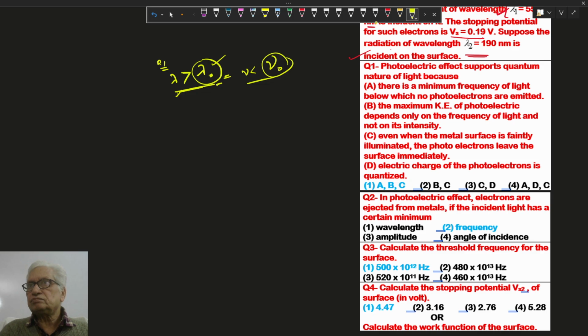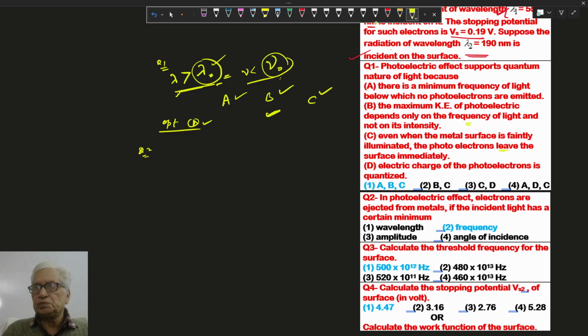Maximum kinetic energy depends only on frequency, not on intensity. So A is correct, B is also correct. Even then the metal surface is emitting photoelectrons, because if the frequency is more than the threshold frequency, intensity has no meaning. Kinetic energy depends only on frequency, not on intensity. Here options A, B and C all are correct. So for question 1, option 1 is correct.